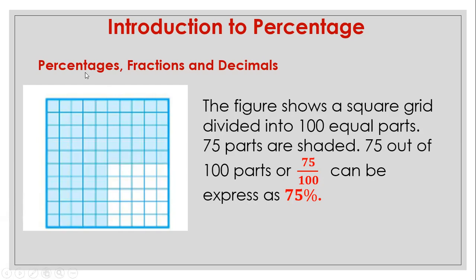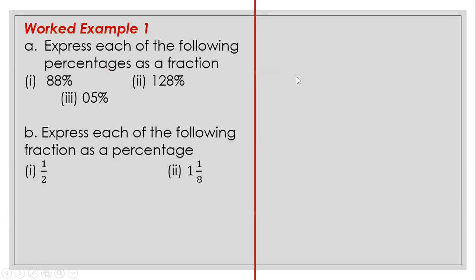Percentage has a close connection with fractions and also a close connection with decimals. Now, express each of the following percentages as a fraction. For number 1, part 1, as simple as this, 88 over 100. That's all. And next, after we convert, you may change it into the simplest fraction. I divide by 4, divide by 4, and I'll get 22 over 25.